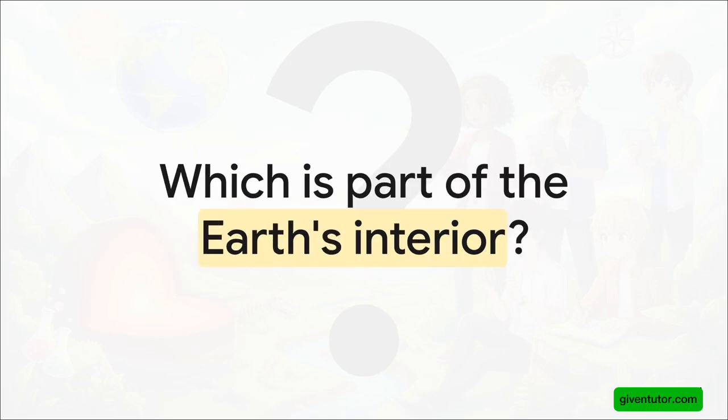Question 5. Which of the following is part of the interior structure of the Earth? A. Continental shelf, B. Mantle, C. Coral reefs, or D. Atmosphere? Talk through the logic with me real quick. The word interior literally means inside. So just eliminate the sky, eliminate the shallow ocean, and focus strictly on what is deep inside the planet.